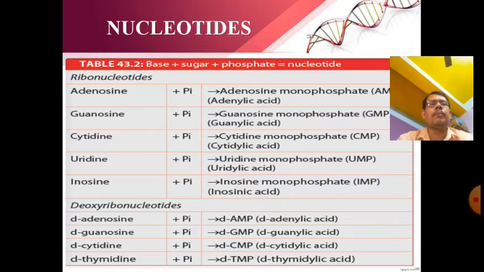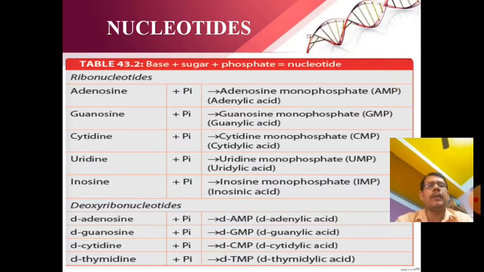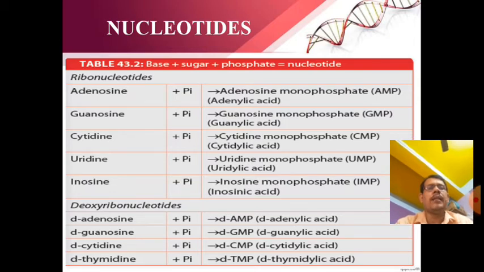Another is the table based on the base, sugar and phosphate of the nucleotides. Basically, nucleotides have three components: base, sugar and phosphate, where the phosphate is the additional component. To remember it, nucleoside ends with 'side', the last component being the sugar, that means base plus sugar. Adenosine plus Pi, that is phosphate: adenosine means adenine and sugar, and with phosphate it equals adenosine monophosphate. Similarly, guanosine monophosphate, cytidine plus Pi gives cytidine monophosphate, uridine plus Pi gives uridine monophosphate, inosine plus Pi gives inosine monophosphate.